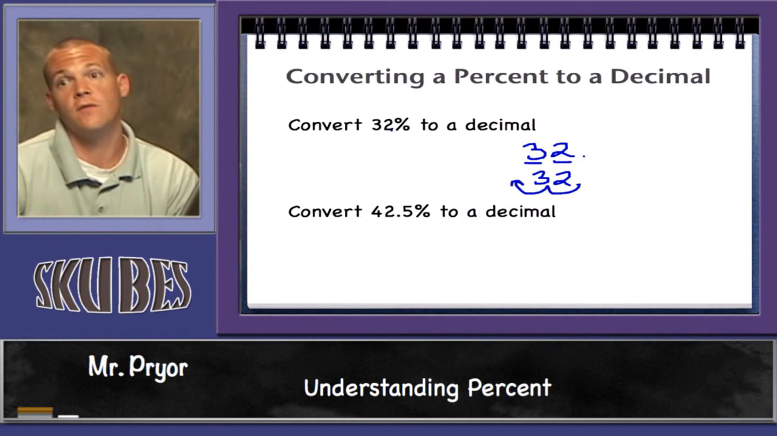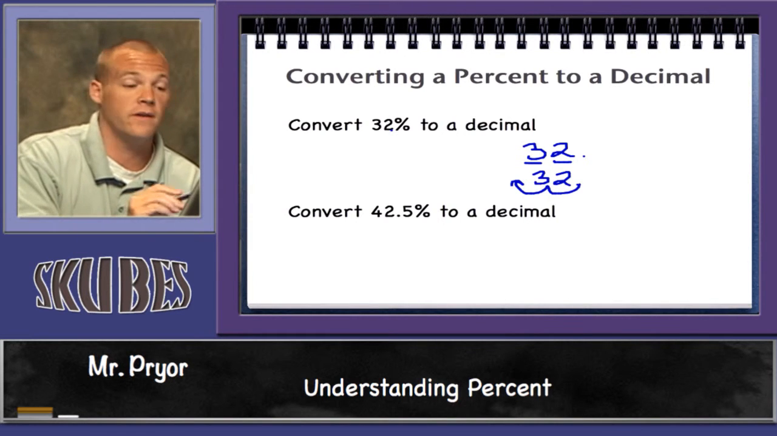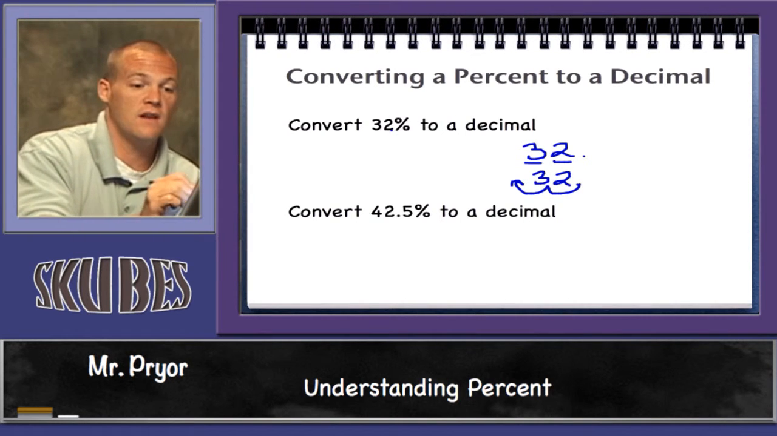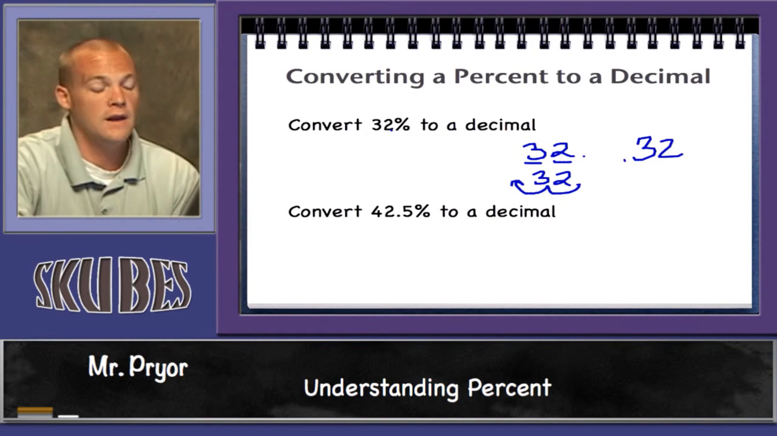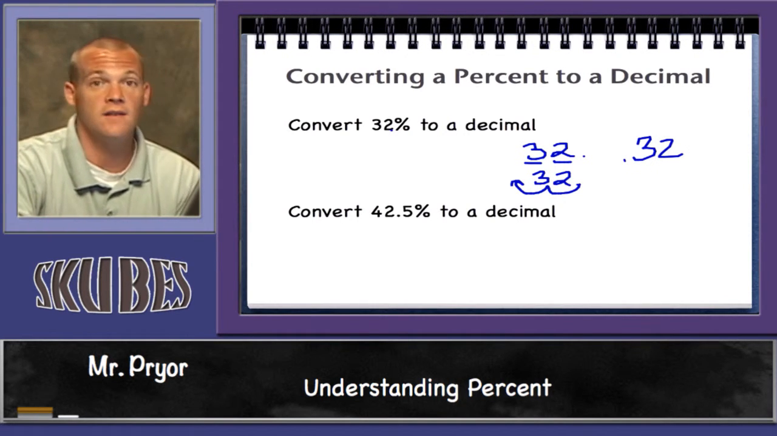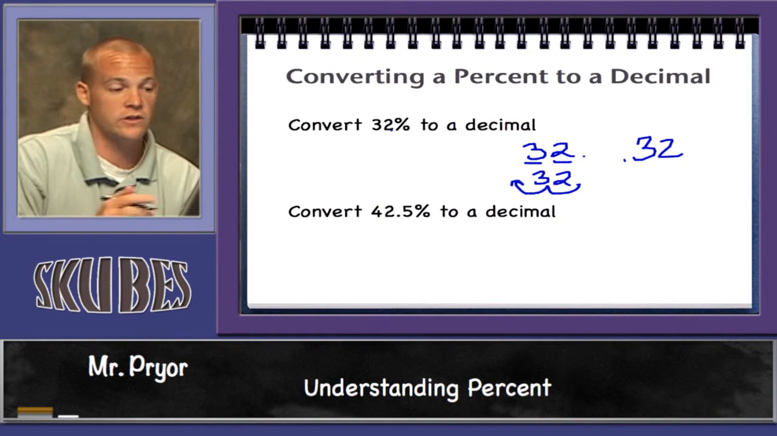If you're converting one way, you have to move it 2 places to the right. If you're converting in this manner, you have to move it 2 places to the left, which is going to then give you your final answer of 0.32. In the grand scheme of things, not terribly difficult. It's just hard to remember the details of when to do which.